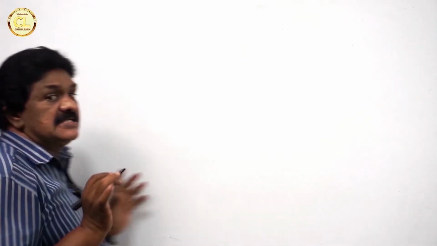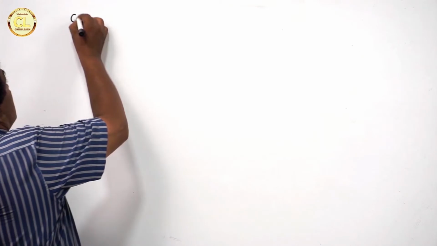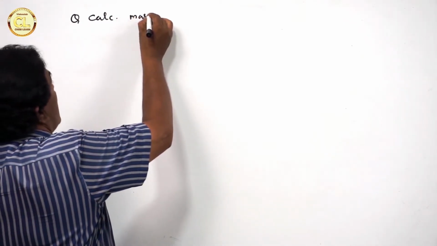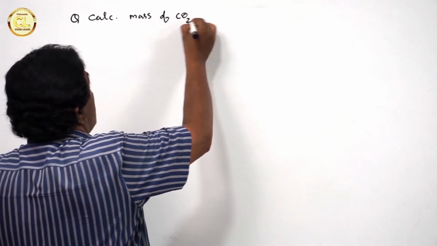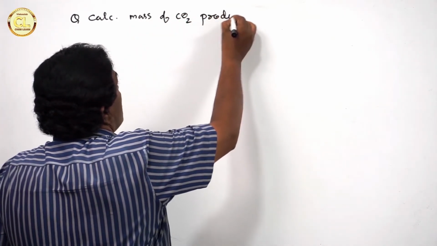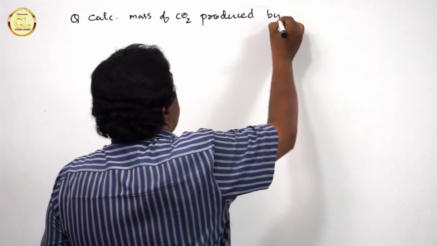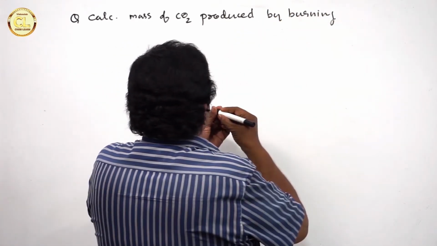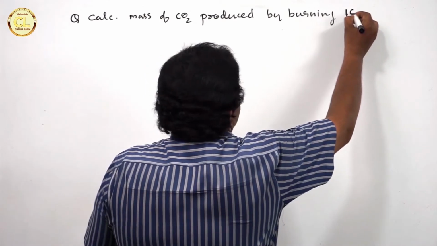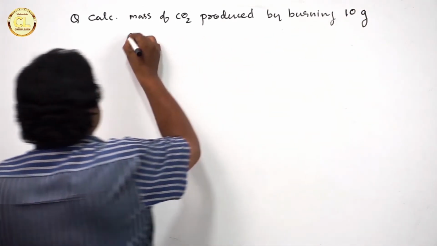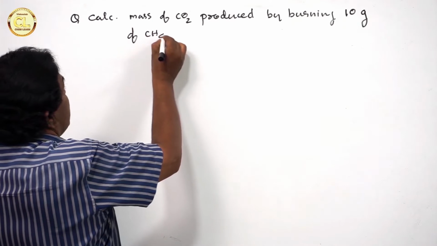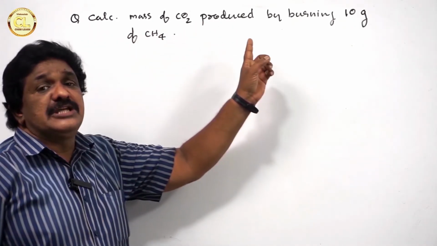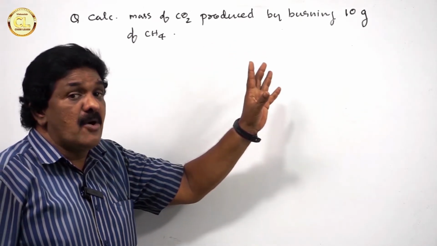Let us see some examples for this. Calculate the mass of carbon dioxide produced by burning 10 gram of methane. See, you are asked to calculate the mass of carbon dioxide produced by burning 10 gram of methane.